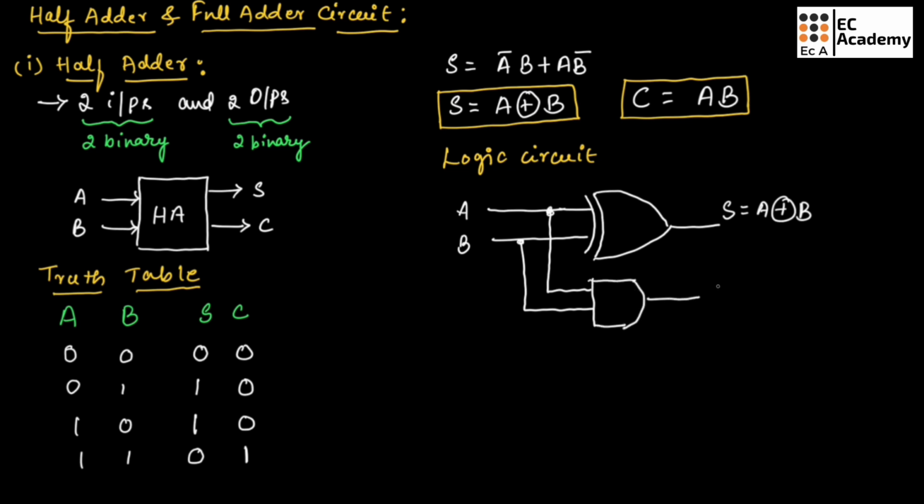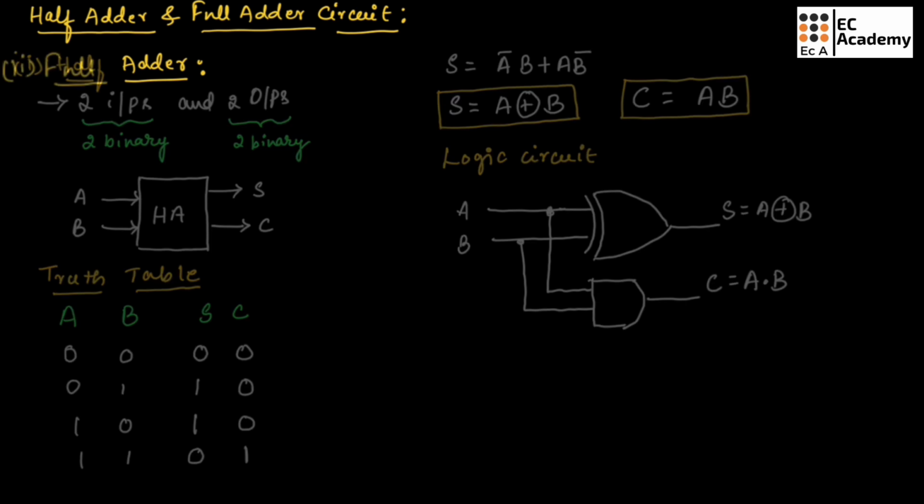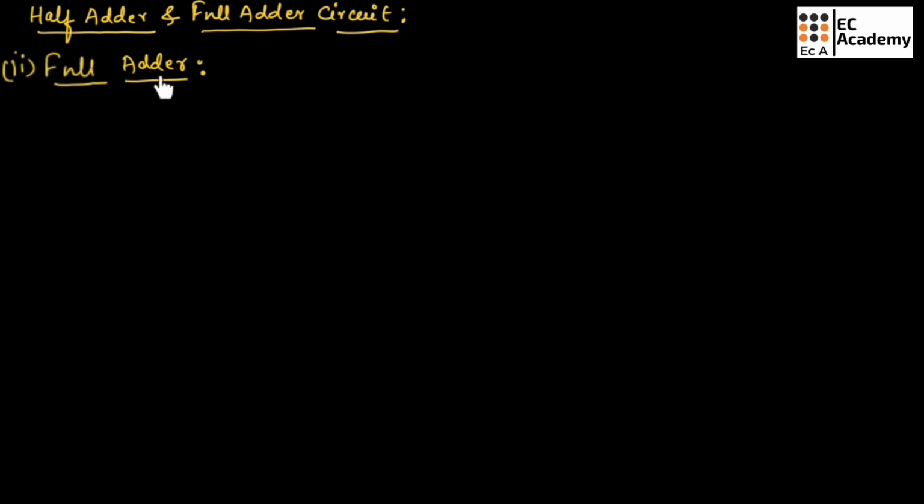So we are getting carry as A dot B, which is A and B. So this is the logic circuit for half adder. Now let us understand full adder.